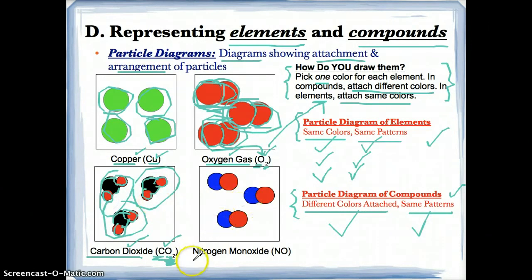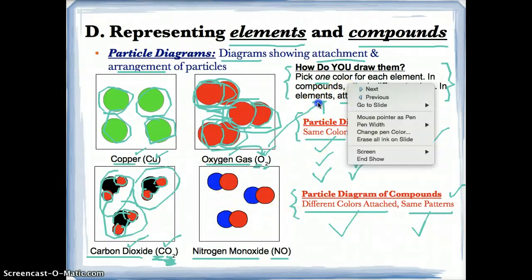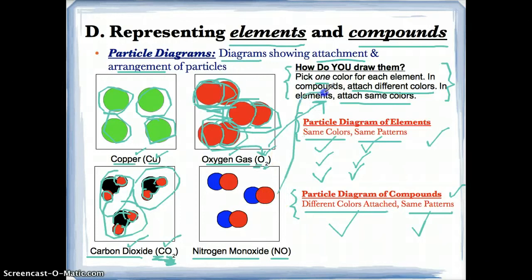There you go. Next, we have nitrogen monoxide, or NO. Since there's no number next to N or O, we know that there's one of each, one N, one O. I'm going to make N blue. I'm going to make O red, right? So for NO, I have to attach two different colors to each other as per the directions shown up here. So I attach one blue N to one red O. That's one unit of NO.